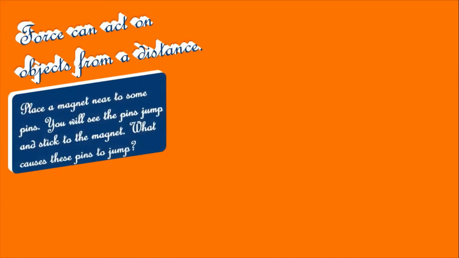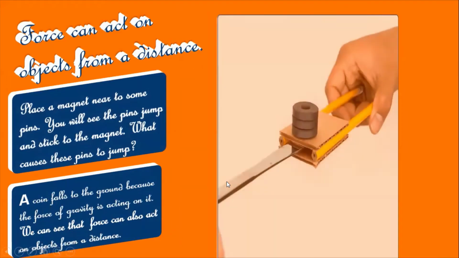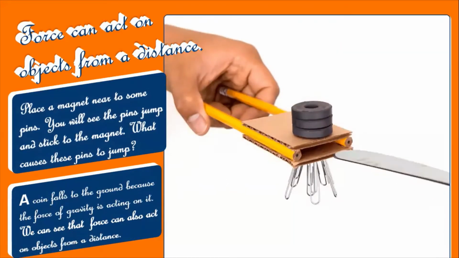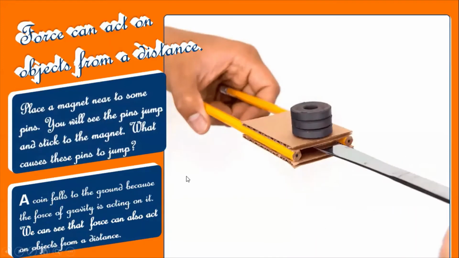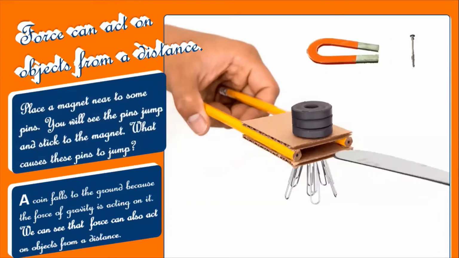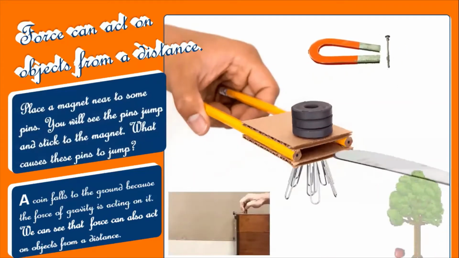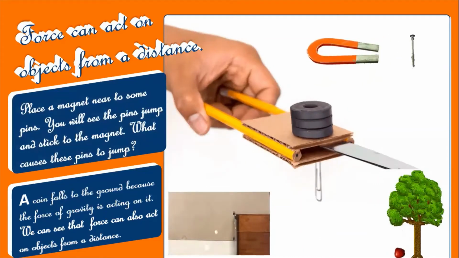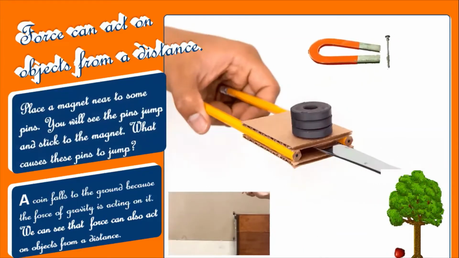So the question always comes to our mind. In unit number 7, we discussed the magnet and magnetic force. From that unit, we know that if you place a magnet, some pins jump toward it. It is due to the magnetic force. That is called magnetism. Similarly, the coin falls to the ground because the force of gravity is active on it. We cannot see the forces, but we can observe their effect. These are the forces that can act from a distance.